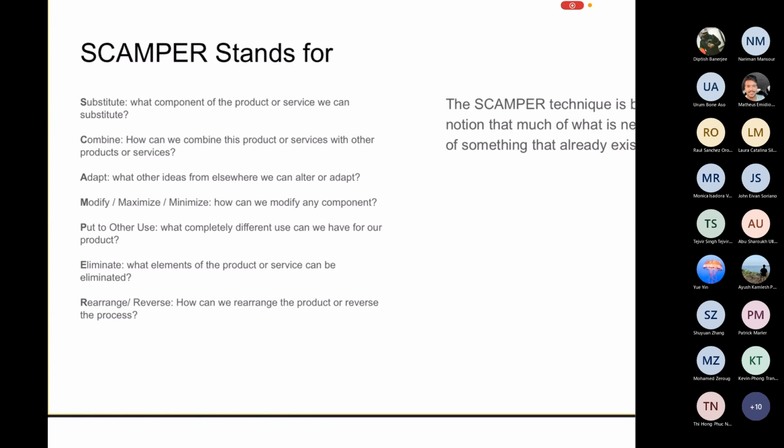Okay, so we will move to modify, like maximize or minimize, and maybe it's related to what we talked about: minimizing the number of questions, minimizing the data we collect, minimizing the default values. Don't tell anyone I said that.